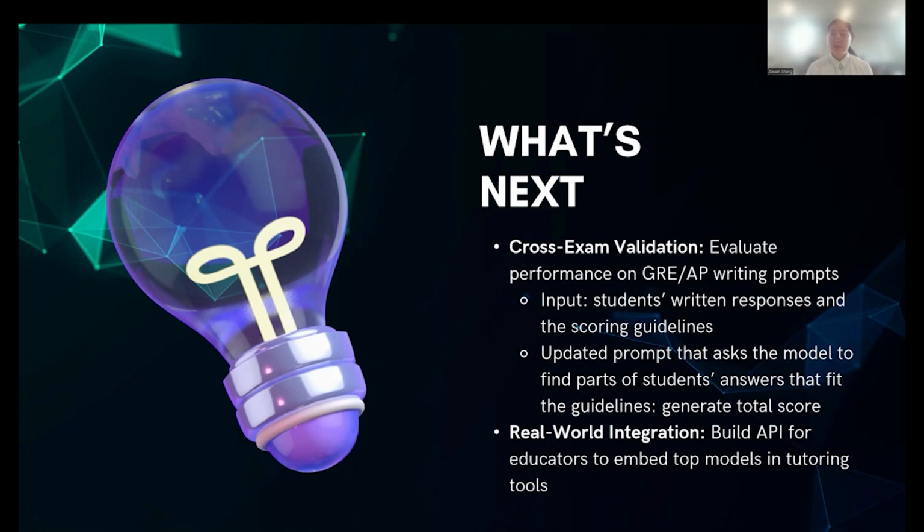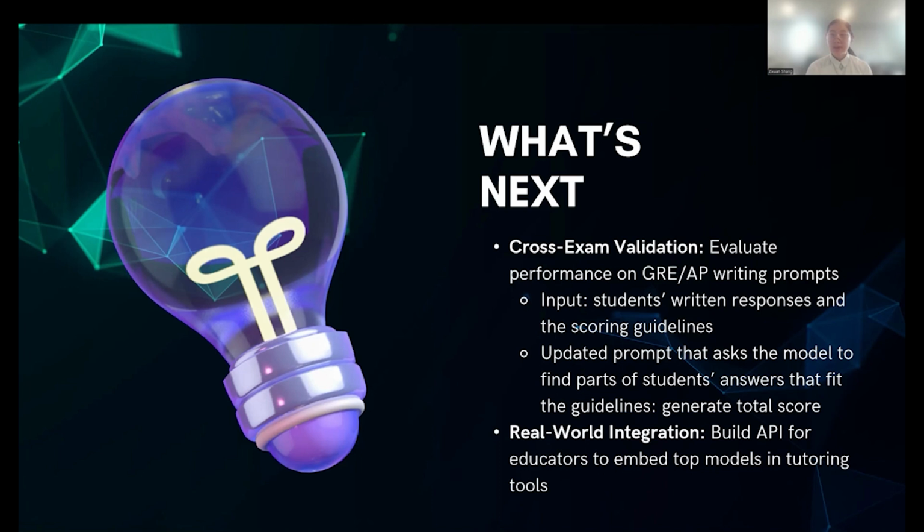Another thing we could do is evaluate the LLMs' performance on GRE or AP writing prompts instead of MCQs. The input would be students' written responses and the scoring guidelines. And then I would update the prompts for the LLMs to ask the models to find the parts of students' answers that would fit the guidelines. And based on that, they would generate a total score.